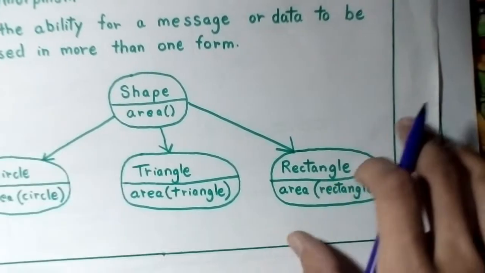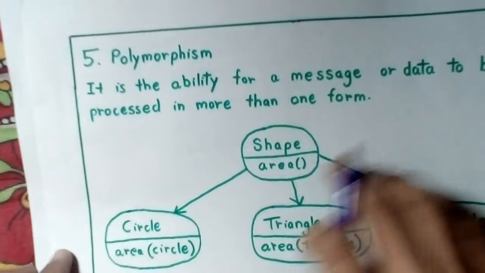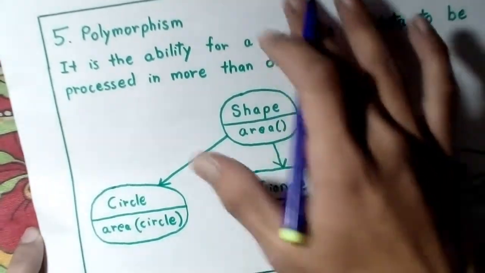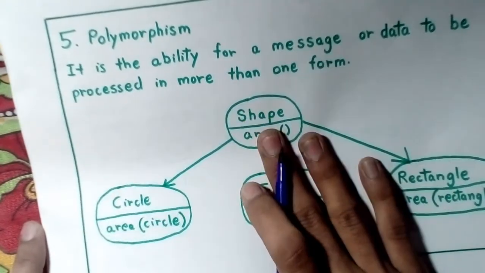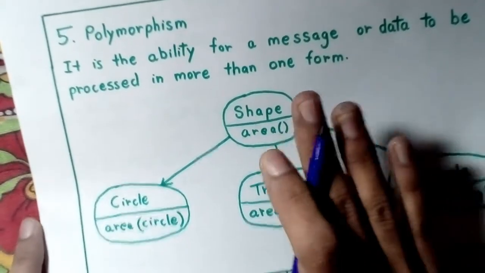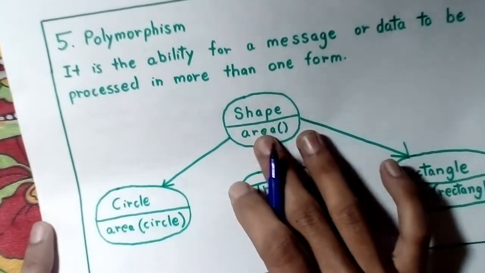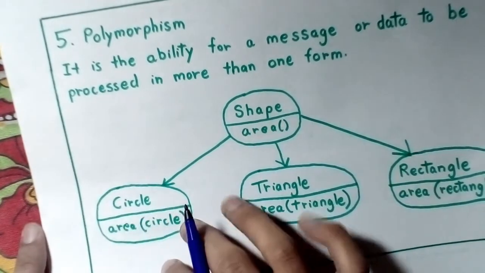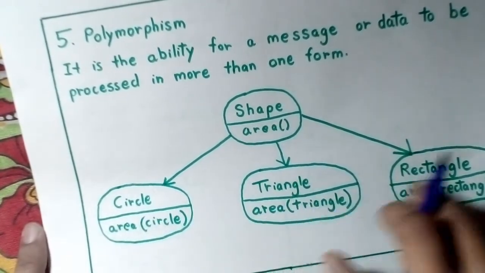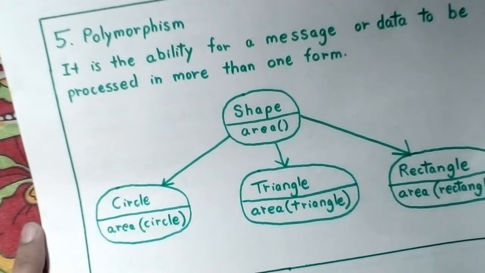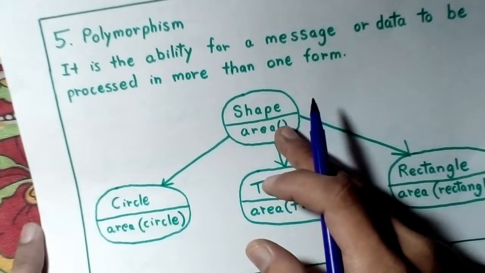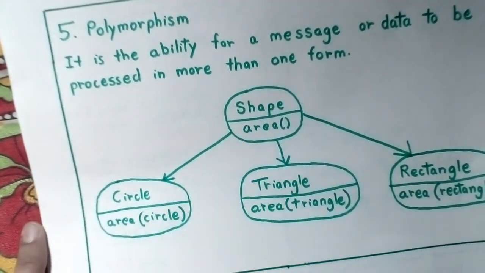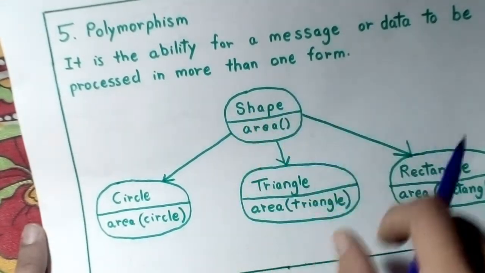Now the 5th one is polymorphism. It is the ability for a message or data to be processed in more than one form, which means suppose there is a function or operator, it can have more than one meaning in C++. Suppose this function shape, yes, all the shapes have an area, but the area of a circle is different, the triangle's area is different, the rectangle's area is different, all the formulas are different, but the area function is working differently with respect to different shapes. With circle it works differently, triangle, rectangle, same.